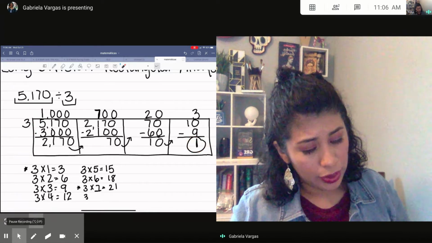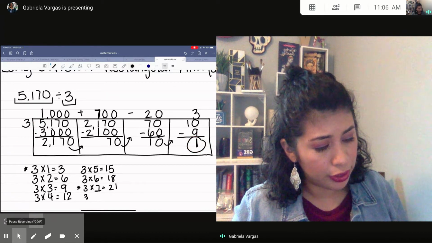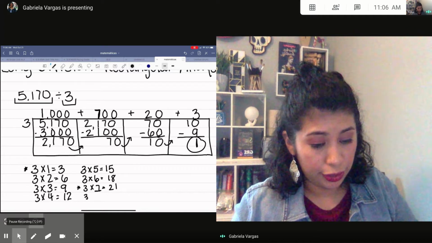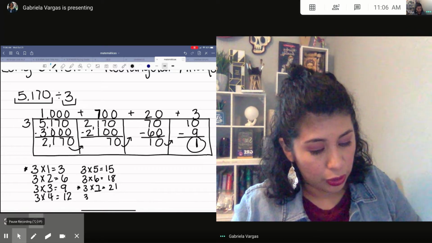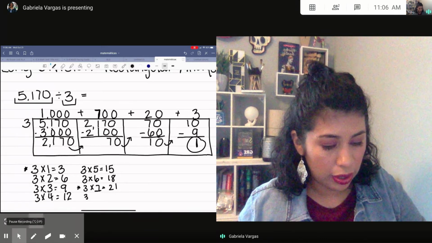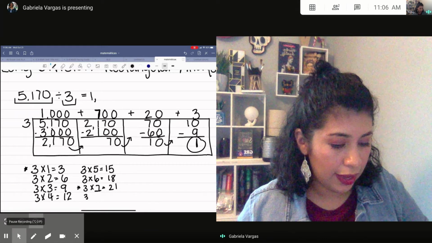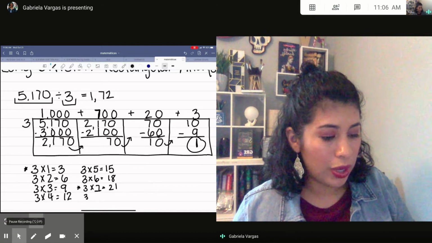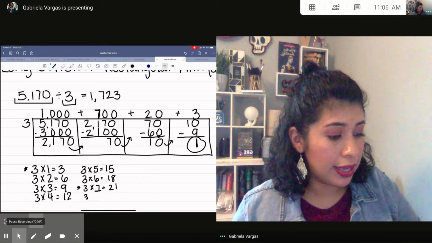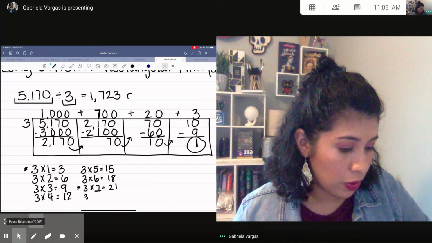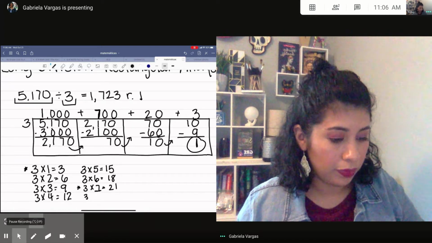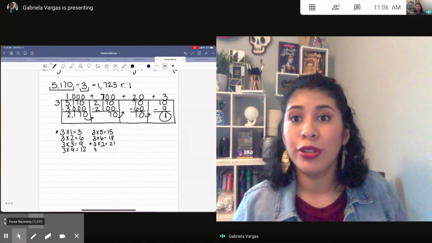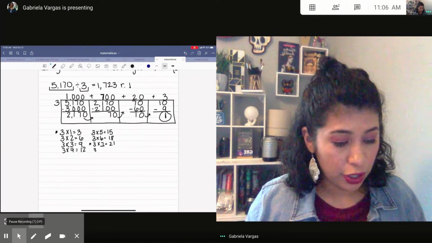Now what I'm going to do is put these numbers together to give me my quotient, my answer to my division problem. So it equals the 1 for 1,000, 7 for 700, 2 for the 20, 3 for the ones, remainder 1. Okay, so now I'm going to check my problem just to make sure that I did this correctly.